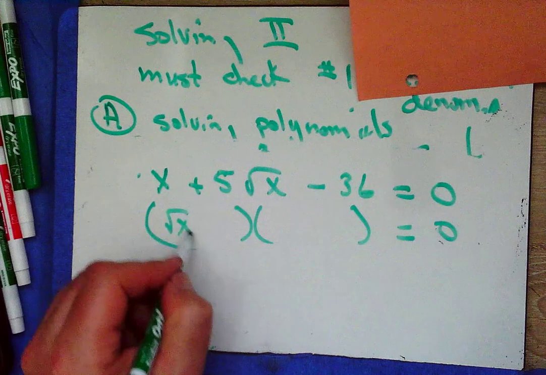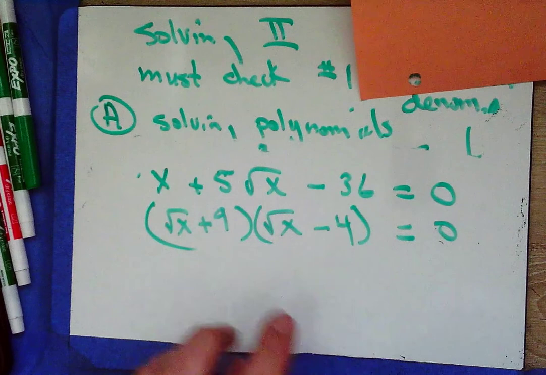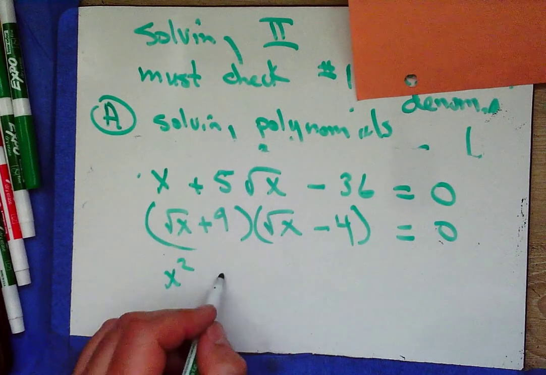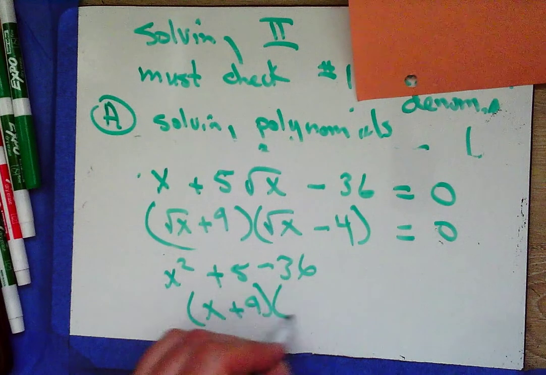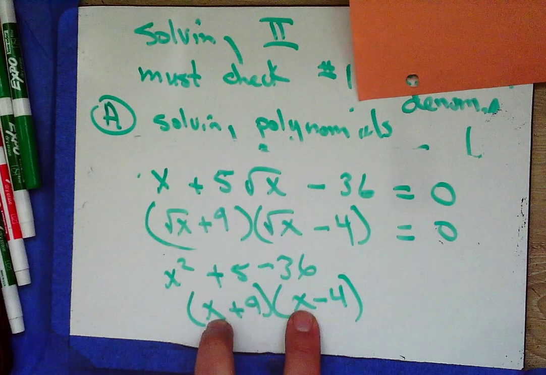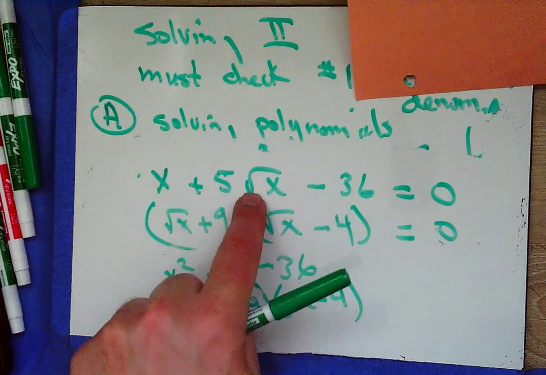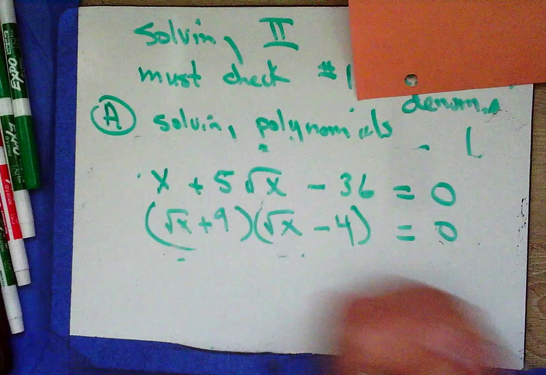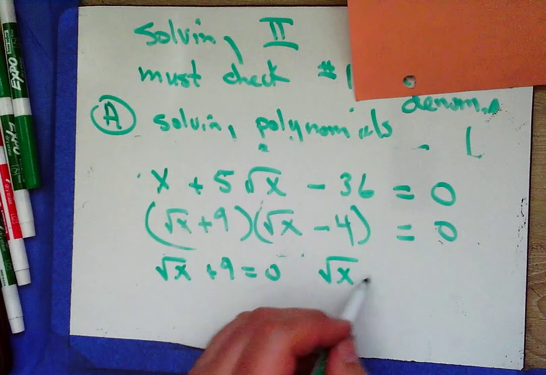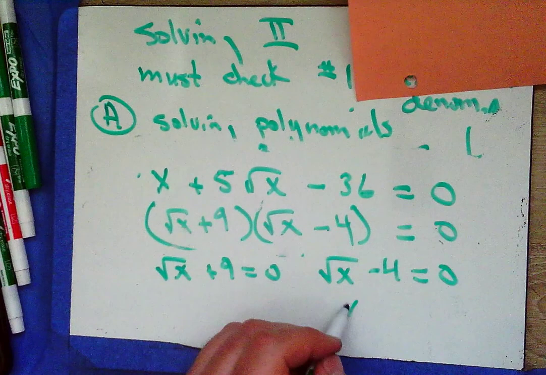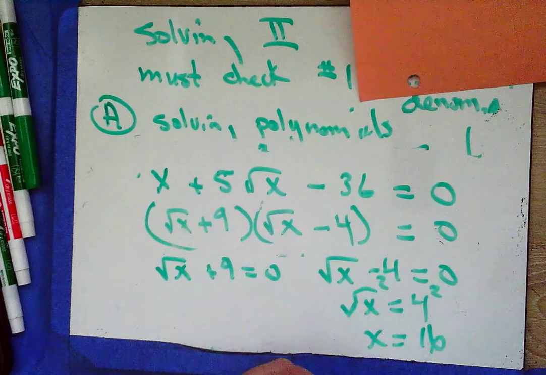This is root x plus 9, root x minus 4. So I'm following that same pattern that I would have gotten for x squared plus 5x minus 36, which was x plus 9, x minus 4. But instead of x's here, because this is an x, I'm using square root of x because that's square root of x. I'm still going to set each factor equal to 0. I get square root of x equals 4. I square both sides, which gives me x equals 16.